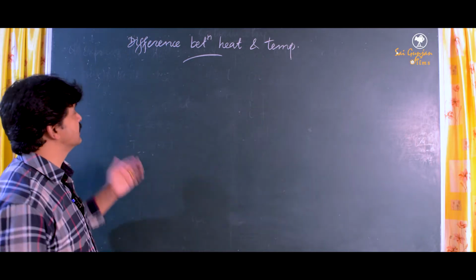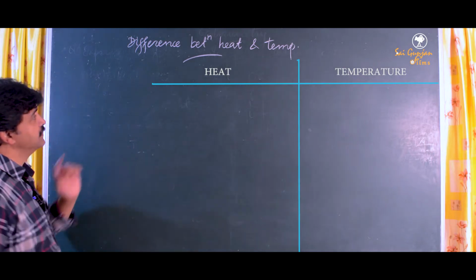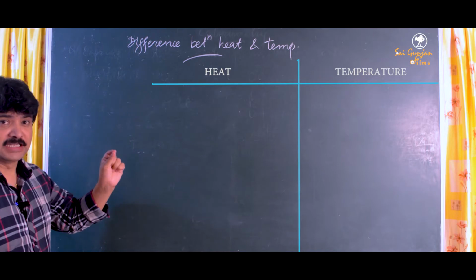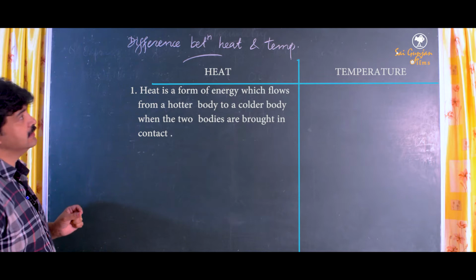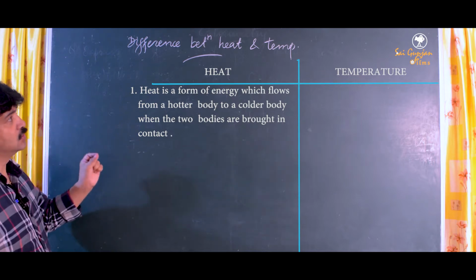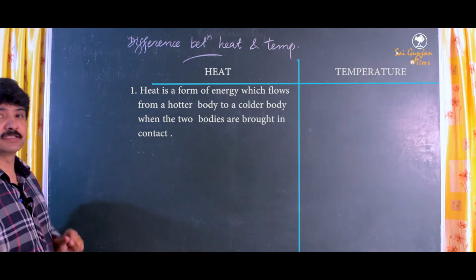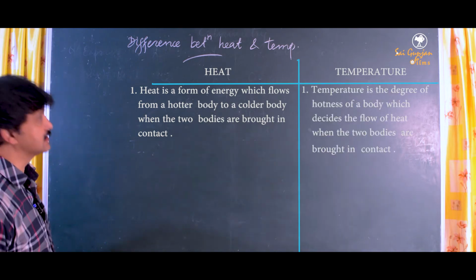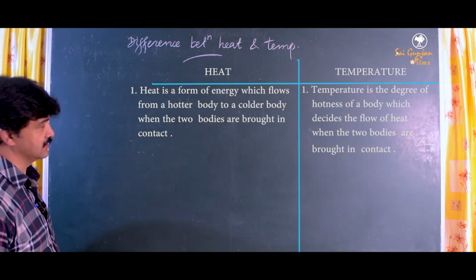Now the next topic is the difference between heat and temperature. The first point of difference is their meaning, or definition. Heat is a form of energy which flows from a hotter body to a colder body when the two bodies are brought in contact. Temperature is the degree of hotness which decides the flow of heat when the two bodies are brought in contact.